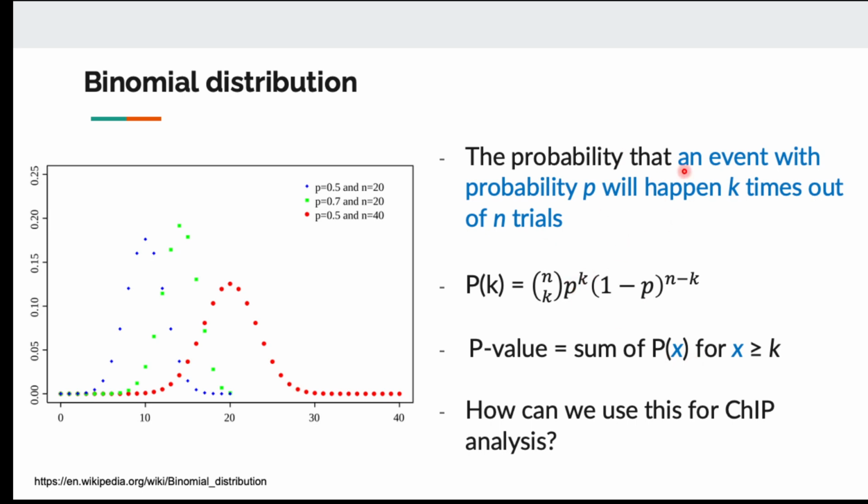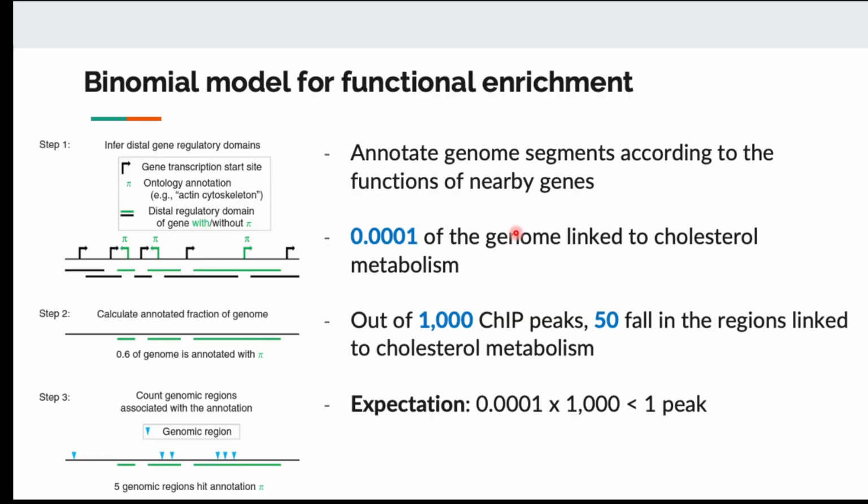How can we use this for ChIP-seq? How can we link what type of event, what type of probability, what type of trial? How does it link to ChIP-seq? So the idea is, instead of annotating ChIP-seq peaks by linking them to genes, we can do the opposite. We can start from the genes on the genome. So each gene has a different function annotation.